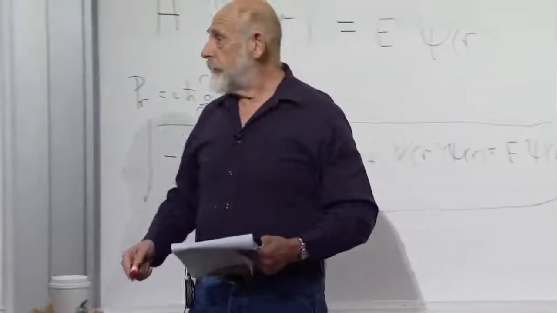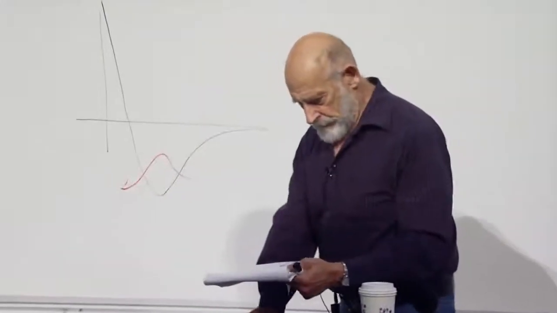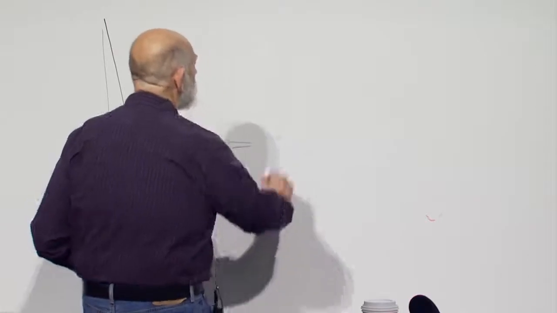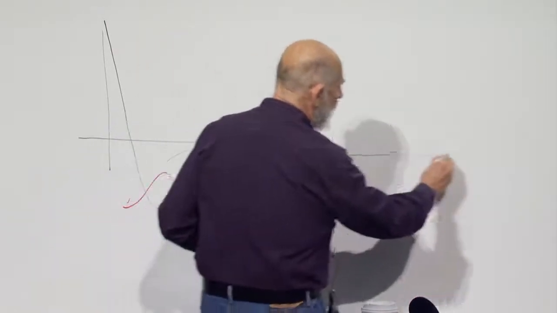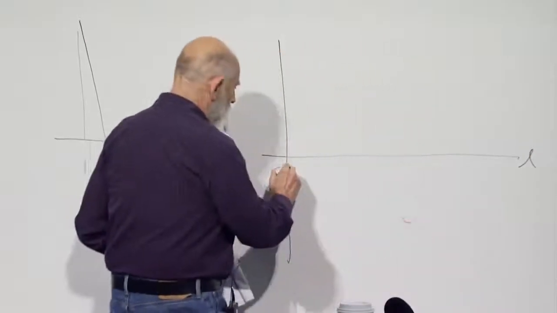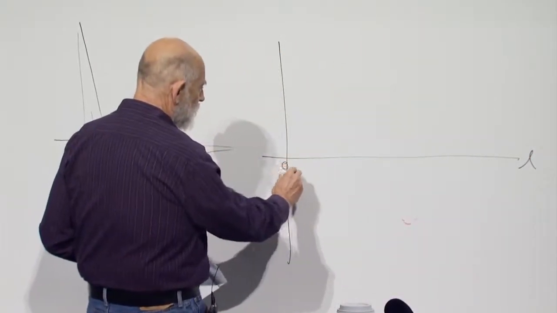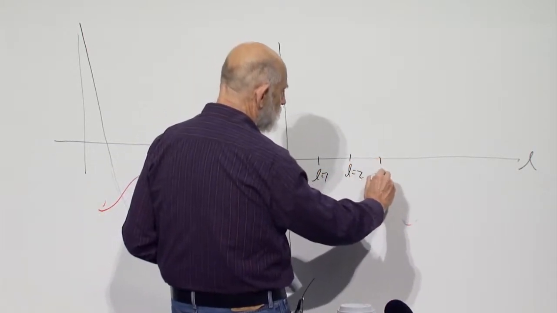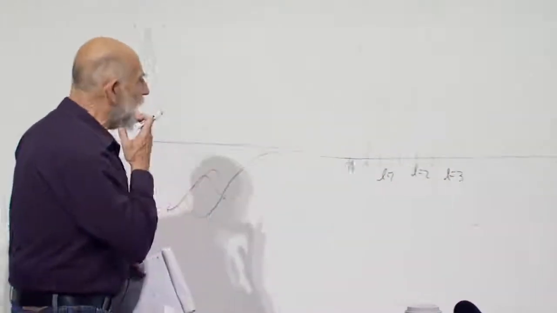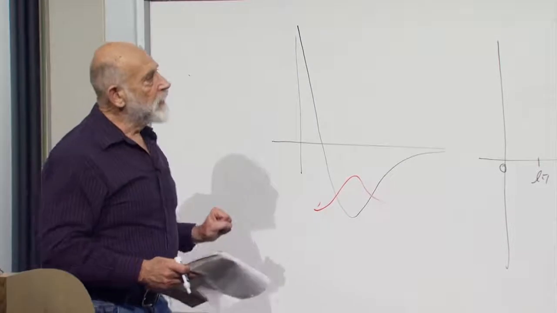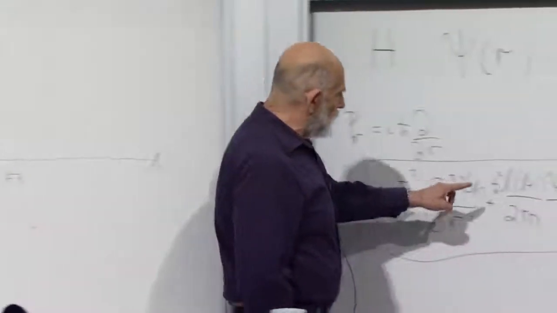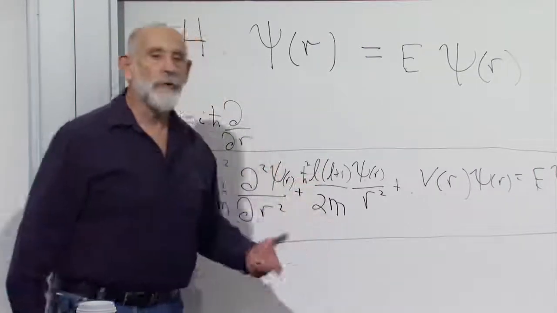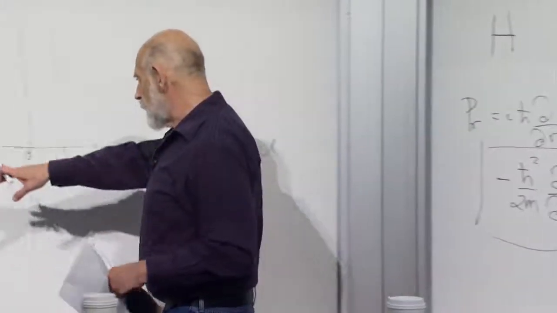Let's plot horizontally the different angular momenta. The little l's. L equals 0, L equals 1, L equals 2, L equals 3, and so forth. Now, each one of these L's has its own Schrödinger equation. Remember, the Schrödinger equation involves L as a parameter. So each L may have several bound states, several solutions.